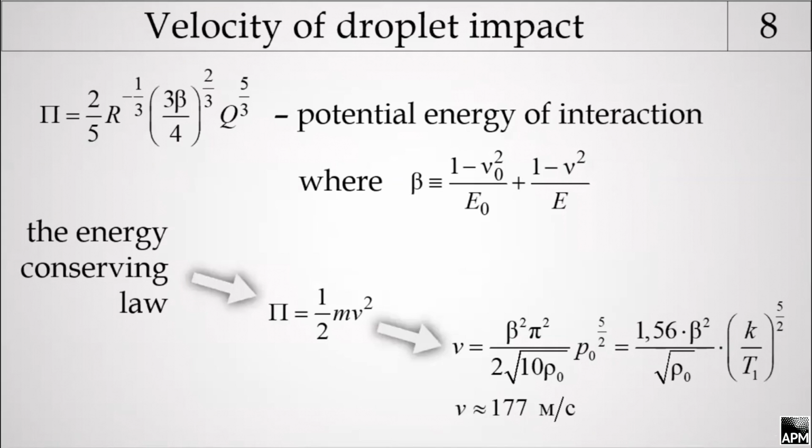Then, using the expression of potential energy of interaction, according to the energy conservation law, we can get the droplet velocity. You can see the value of the velocity of a droplet, whose impact leads to the plastic deformations.